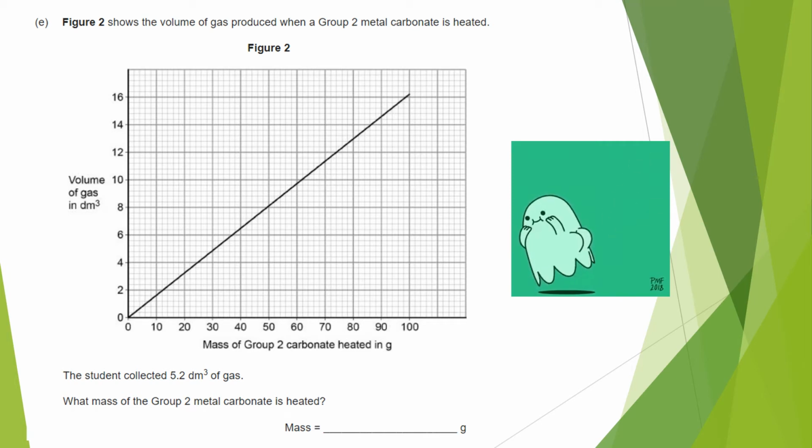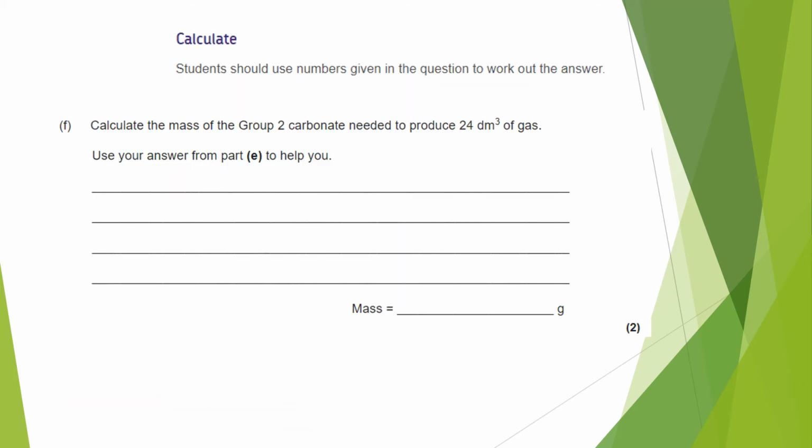Okay, so with this you want to go up to the volume of gas that they said, so 5.2. Now I don't have my ruler, but I'm going to approximate, and I want you not to do this in the exam. I want you to use a ruler. So approximating around there, go all the way to the line and then read down. Really wonky line there, but anyways. So if I was doing this properly, I would see that the actual answer was around 32 grams. So you're just reading it off the graph and you're stating your answer.